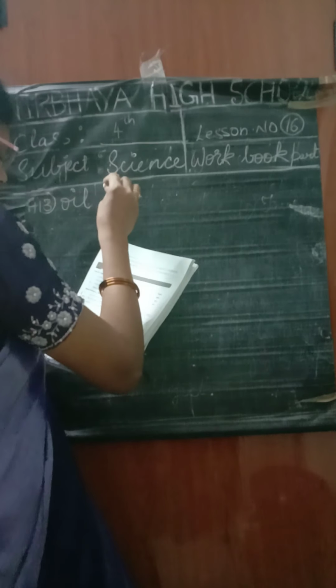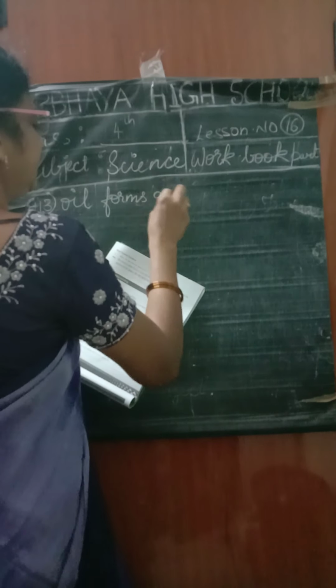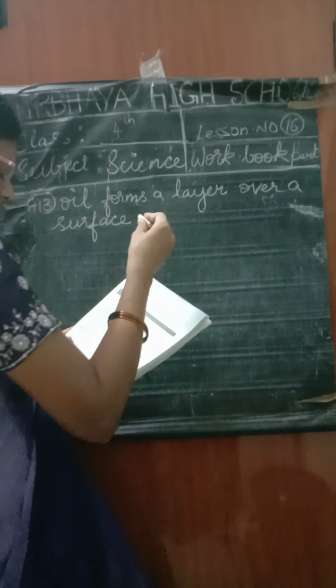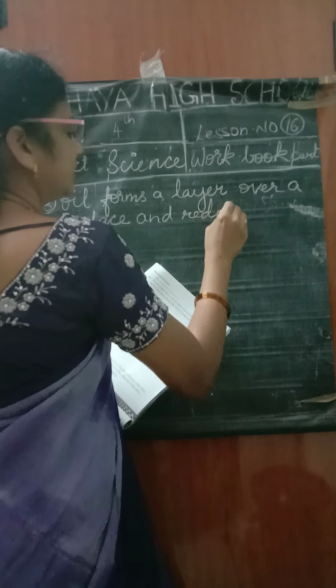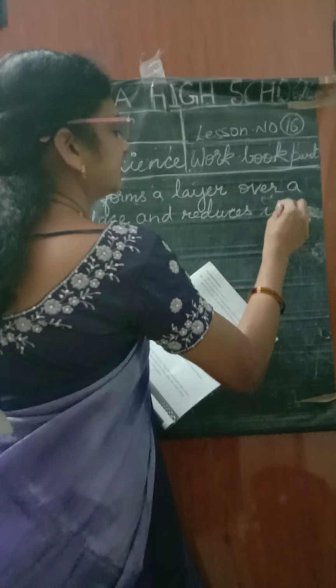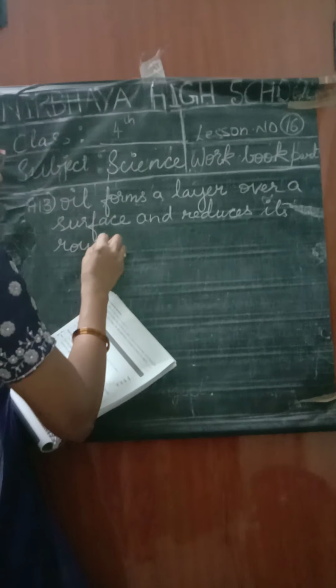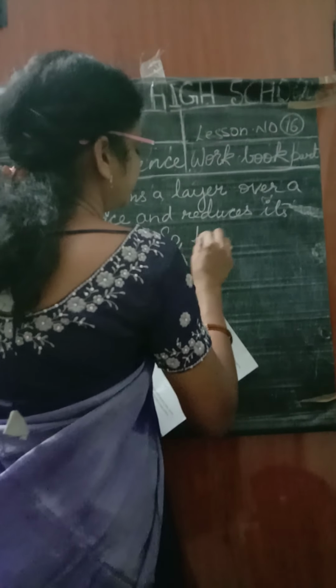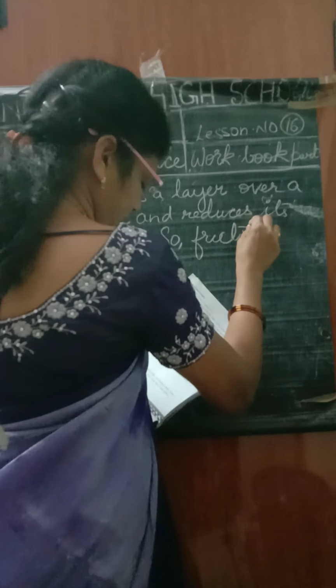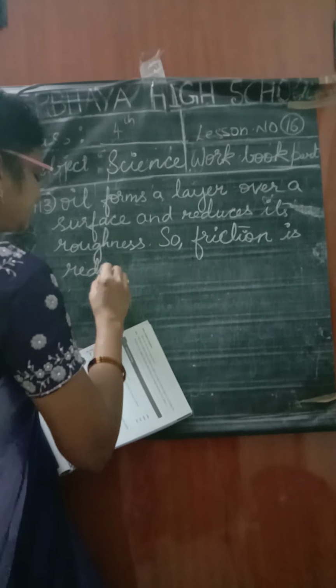Thirteenth one, children. How does oil help to reduce friction? Answer, children. Oil forms a layer over a surface and reduces its roughness. So friction is reduced.